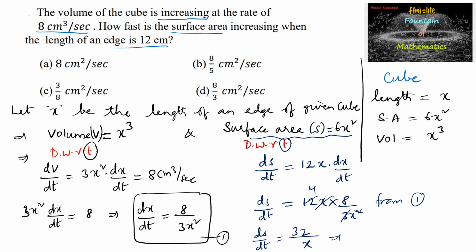And now the surface area: we need to find whether it is increasing when the length of an edge is 12 centimeters. So we need to find dS by dt at x equal to 12, which is equal to 32 upon 12. So 4 eights times and 4 threes, so we can say 8 upon 3. Since it is a surface area, we can add the unit centimeter square per second. So 8 by 3 centimeter square per second is the answer, which is our option D.